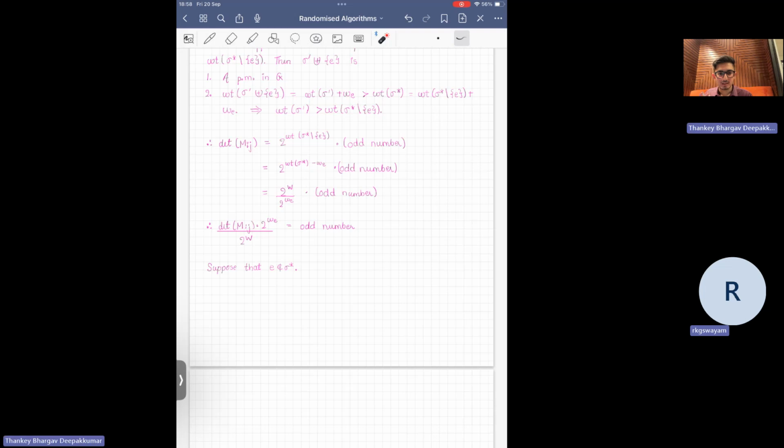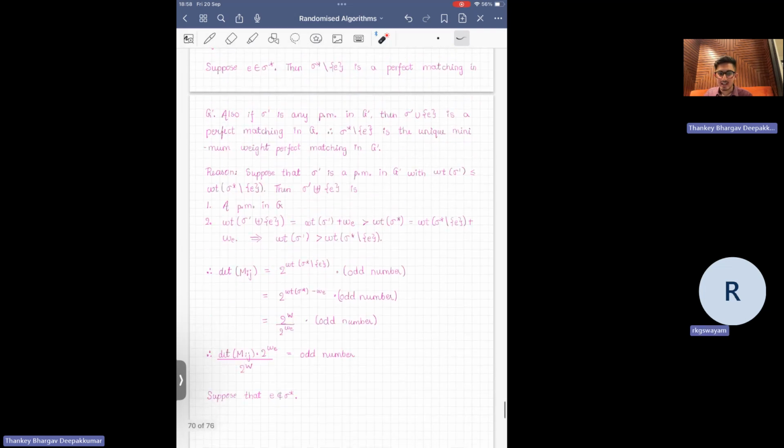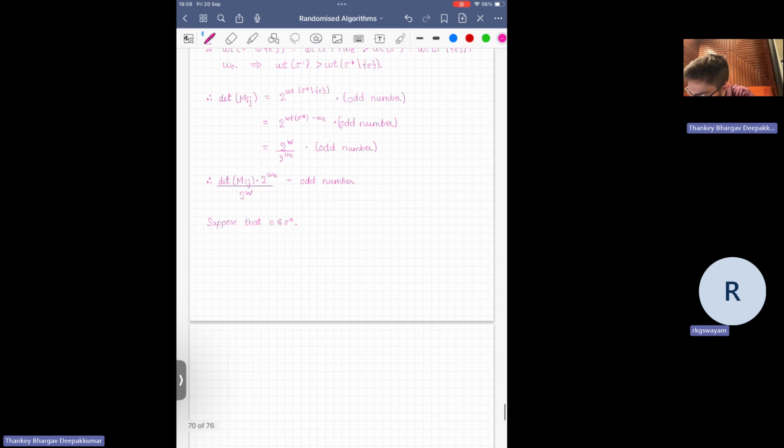You cannot have a perfect matching, because suppose you had a perfect matching sigma prime, then we saw that sigma prime union E is going to be a perfect matching of G, right? But the assumption was that E doesn't belong to any perfect matching. So sigma prime cannot exist, because if it existed, E must belong to sigma prime union E, right? Okay, so again, two cases.